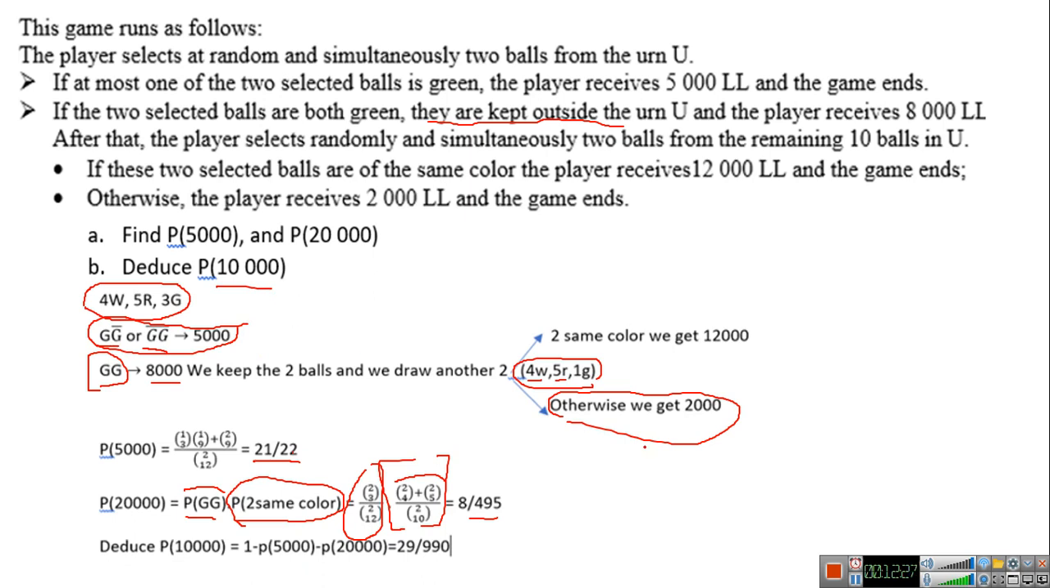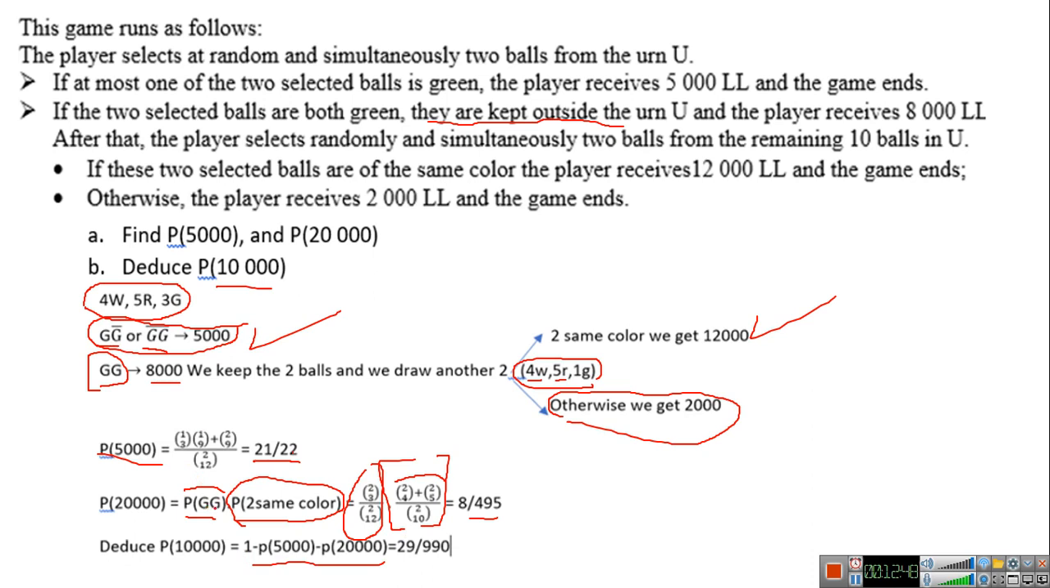Deduce P of 10,000. I have the answer of this one, I have the answer of this one, and what remains is the answer of this one. Either I do it two ways. Either I say it's 1 minus P of 5,000 minus P of 20,000, which is this one, or I repeat it again.